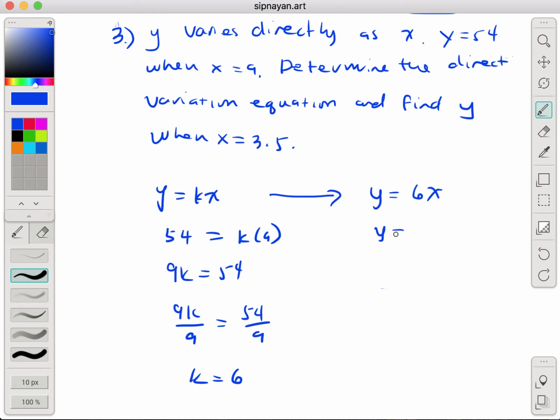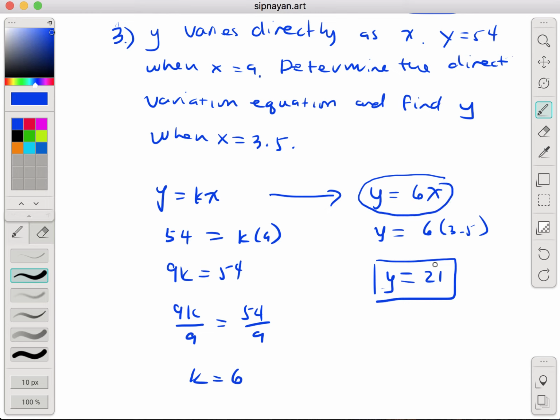So, y equals 6 times 3.5, di ba? 6 times 3.5. So, ilan yun? 21? Is it 21? 6 times 3 is 18. Tapos, kalahati ng 6 is 3. 18 plus 3 is 21. I think that's correct. Okay, so, ito yung sagot natin. So, dalawa yung sagot natin dito. The direct variation equation, and ito, the value of y when x equals 3.5.